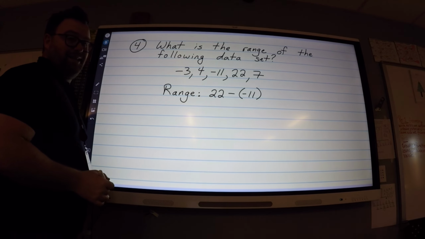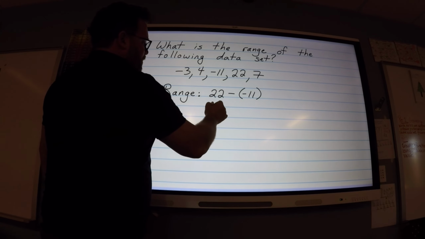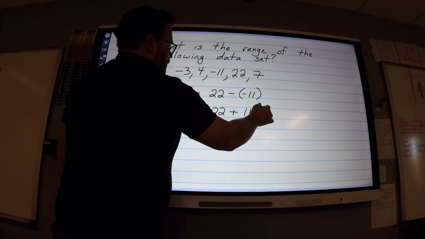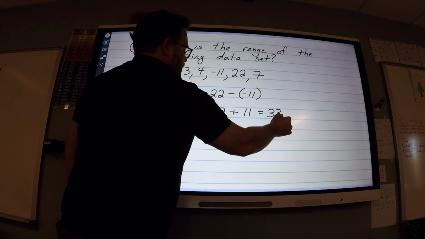And when we subtract a negative, it's like adding a positive. So this becomes 22 plus 11. So our range is going to be 33.